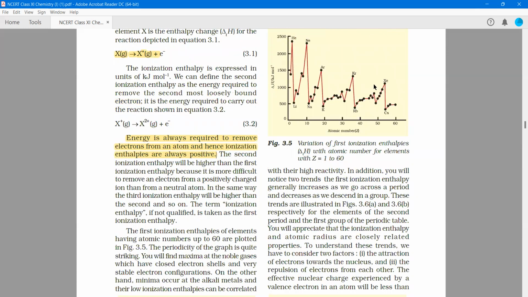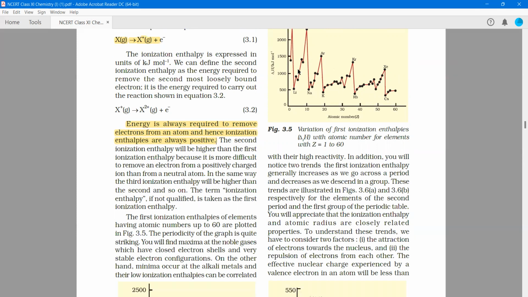When you are going from top to bottom, the size is increasing and hence the ionization energy is decreasing. But when you are going from left to right, the size is decreasing and hence the ionization energy is increasing. You can see this increase is because of going across the period from left to right, and this decrease is because of going from top to bottom, the down-the-group trend.